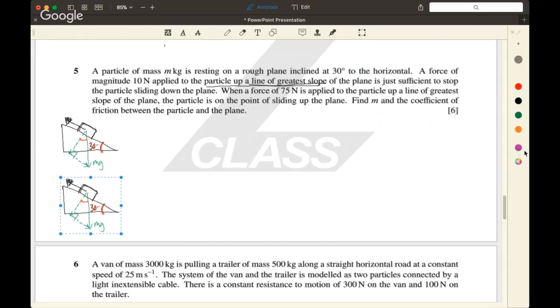So scenario 1, this force is 10 newtons. Actually, I want purple for the friction. So this force is 10 newtons, and the thing really wants to move down the plane. So that means that the force of friction is acting against where it wants to move. So it's acting like so. So it's kind of teaming up with this 10 Newton force to stop the thing sliding down the plane.